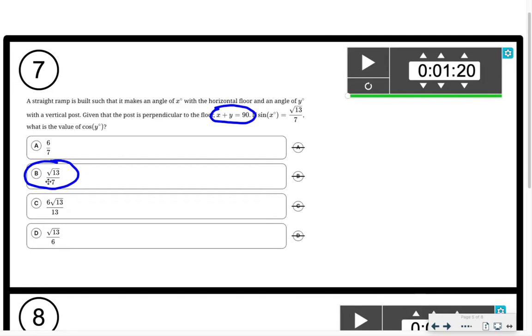And if you don't, you spend some time drawing out the triangle, right? We had one just like this before. You could draw the triangle and say that this angle is X and this is Y. We know they add up to 90, so they're parts of this right triangle. And if the sine of X is root 13 over 7, you have opposite over hypotenuse. Then when you go to find the cosine of Y, this root 13 just becomes the adjacent. So you just get the same answer.